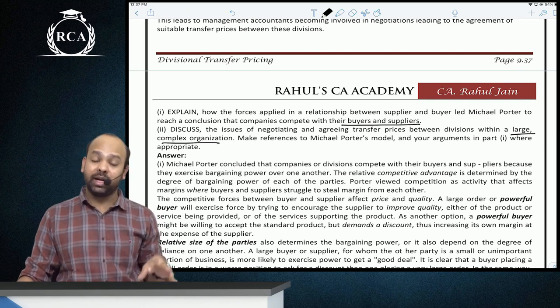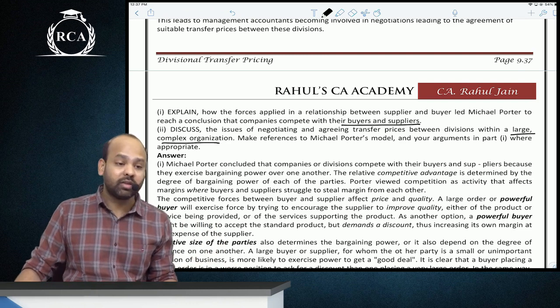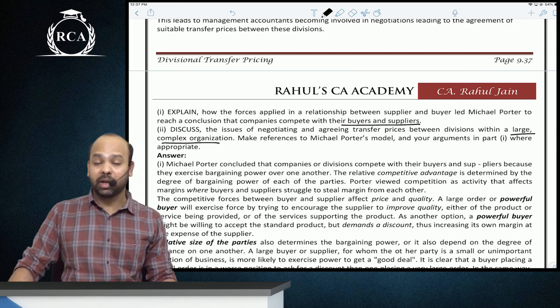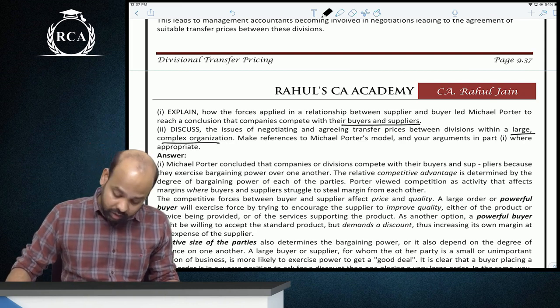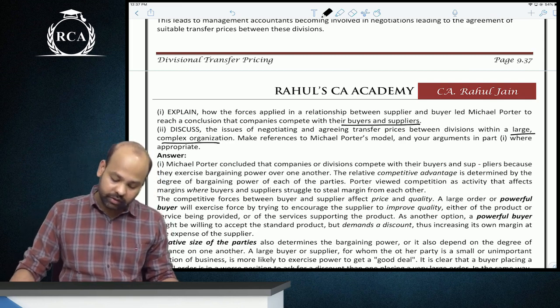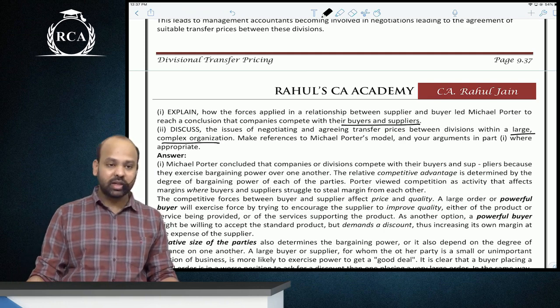There will be interdependencies of divisions. Just say if you are acquiring your own raw material supplier, guys, then obviously, beta, that is an internal division supplying you raw material, guys. So there will be some amount of interdivisional transfers. Make references to Michael Porter's model and your arguments in part above where appropriate. So, guys, you will have to obviously compare it as such, guys, with the amounts here.